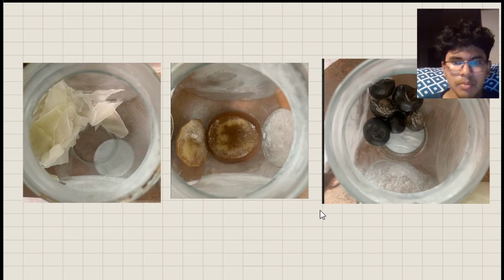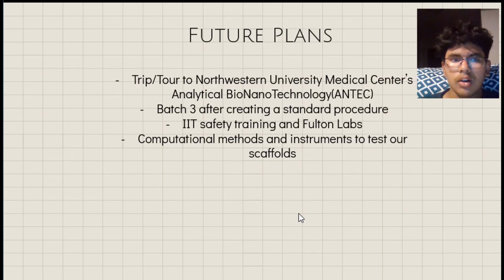And my future plans are tomorrow we're going on a trip slash tour to Northwestern University, also known as Antec. We're going to start a batch 3 after creating a standard procedure after discussing our findings with our whole group. I still have to complete my IIT safety training, and we'll go on weekly trips to Fulton Labs to do wet lab, and we'll use computational methods and instruments to test our scaffolds.